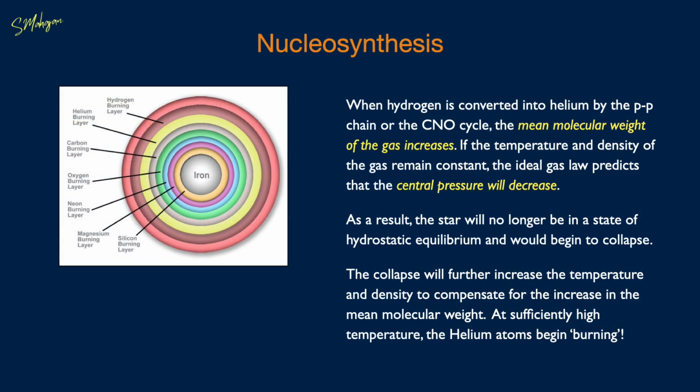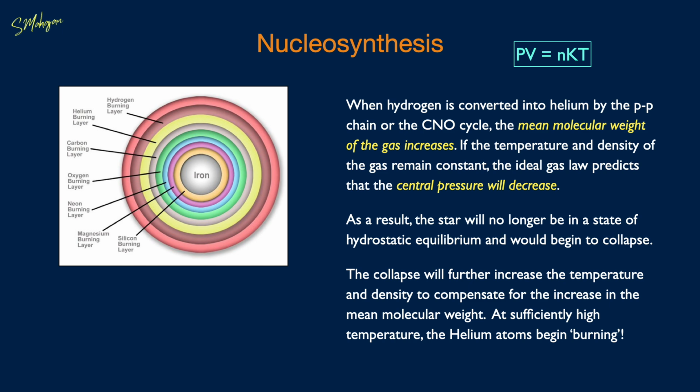Notice that when hydrogen is converted into helium by the pp chain reaction or the CNO cycle, the mean molecular weight of the gas will increase. If the temperature and density of the gas remain constant, the ideal gas law predicts that the central pressure will decrease. As a consequence, the star will no longer be in a state of hydrostatic equilibrium and will start collapsing under its own gravity. This collapse will further increase the temperature and density in the core to compensate for the increase in the mean molecular weight of the gas.